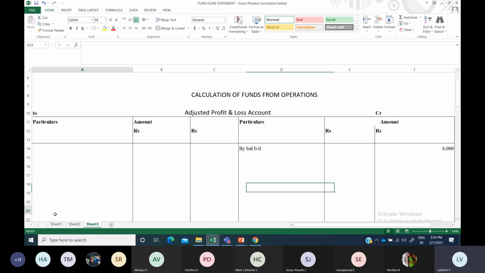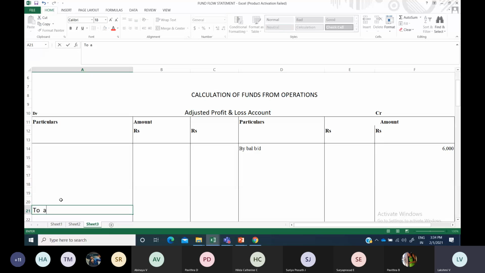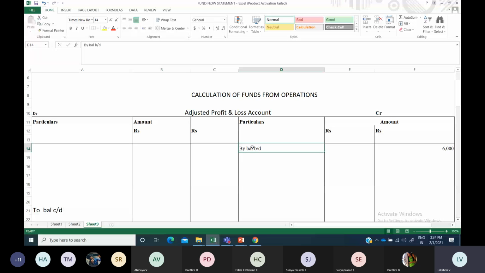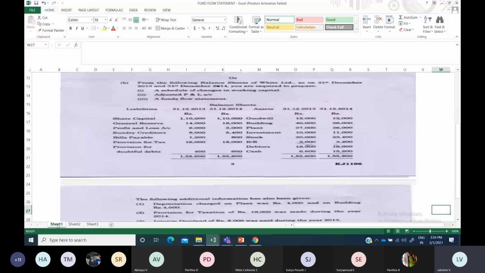Similarly, give some space based upon the items given in the question. Always when you are preparing an account, and simultaneously you are going to prepare some other accounts also, it is better to give some space. So here I am going to give some space and just mention "by balance carried down". This will be the closing balance. This is the opening balance and this is the closing balance.